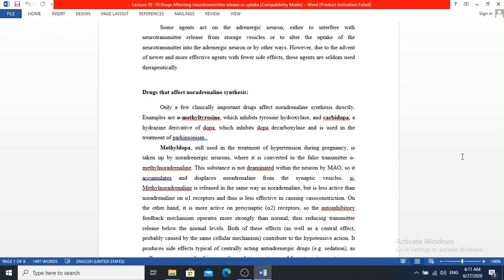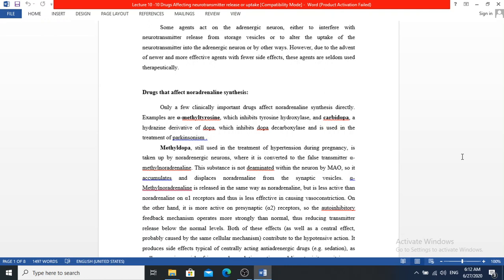Drugs that affect noradrenaline synthesis: really only a few clinically important drugs affect noradrenaline synthesis directly. Examples are alpha methyltyrosine, which inhibits tyrosine hydroxylase, and carbidopa, a hydrazine derivative of dopa, which inhibits dopa decarboxylase and is used in the treatment of Parkinsonism.